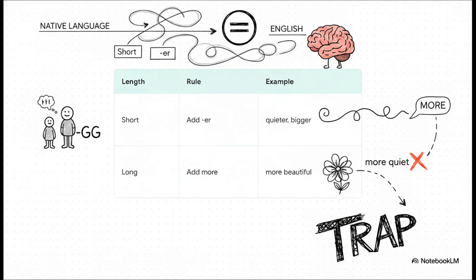But your native language mostly uses one universal method for comparisons, and that creates this massive temptation for your brain to just default to the long rule. Suddenly, you're incorrectly saying things like more quiet instead of quieter. Also, you gotta watch out for the spelling trap. Short words like big double their consonant to bigger, and since that spelling rule doesn't exist in your native tongue, you just have to memorize it.